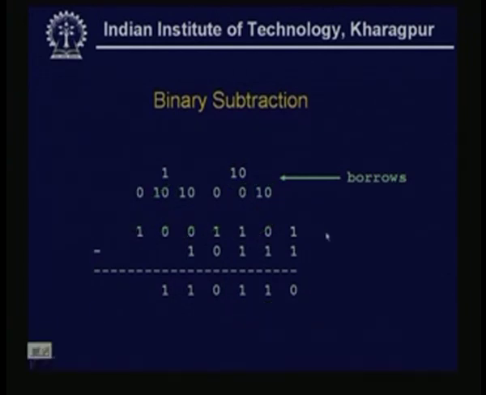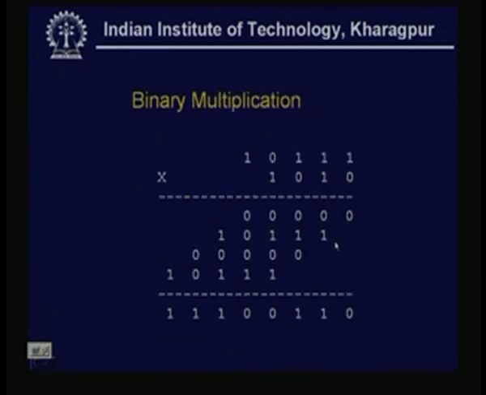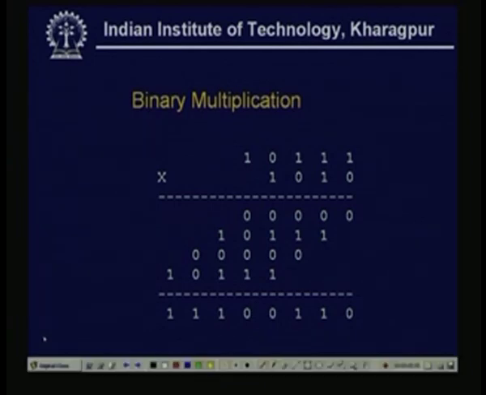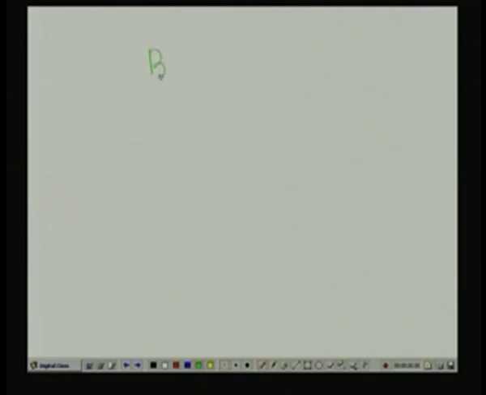Now, binary multiplication. Binary multiplication is the same as our decimal multiplication. Again only the multiplication rule is different. That means here again there are only two digit numbers, 0 and 1. So what are the basic rules for binary multiplication? 0 into 0 is defined as 0.